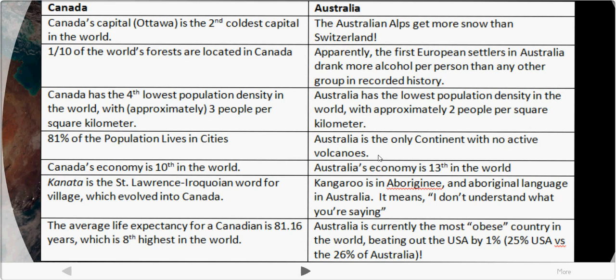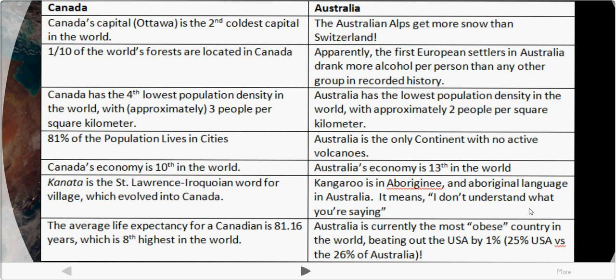Australia is the only continent with no active volcanoes. That's very interesting because all the other continents have active volcanoes except for Australia. Australia's economy is 13th in the world, as I said before, by total GDP.